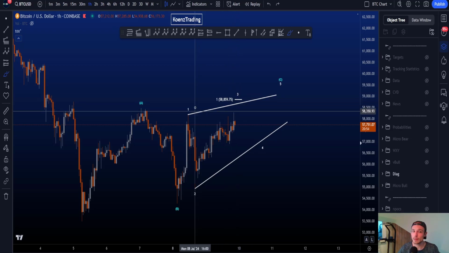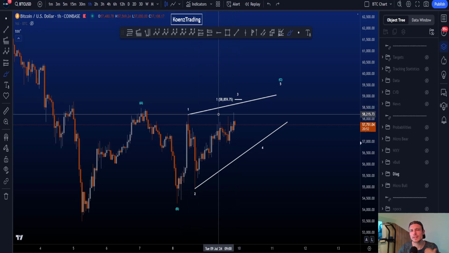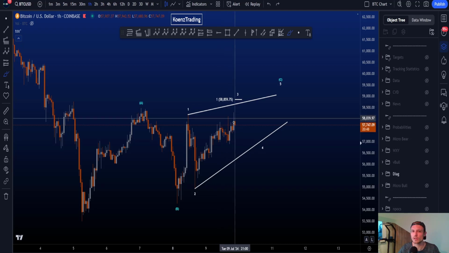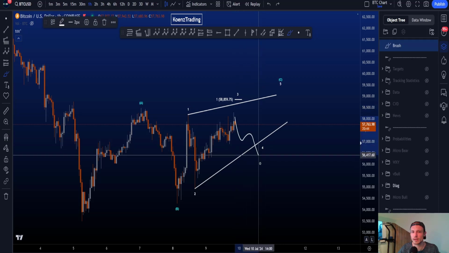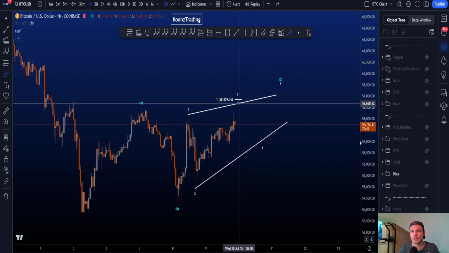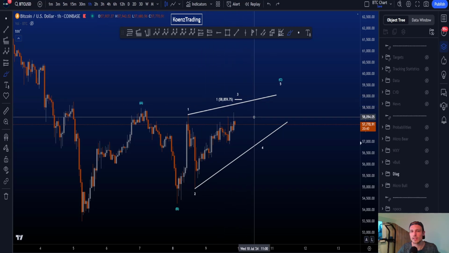Wave 3 can be longer than wave 1, but it is not preferred and it doesn't help with the probabilities for this scenario. So if price does move towards the upside without a solid wave 4 zigzag structure to the downside and hits this level here, the probabilities will decrease for this particular scenario.